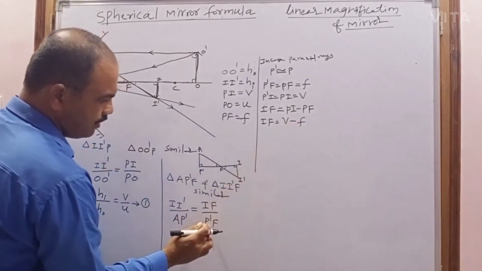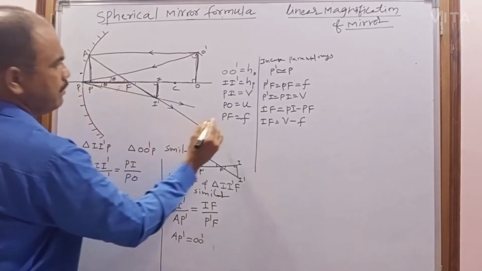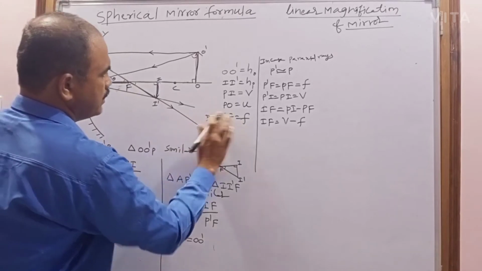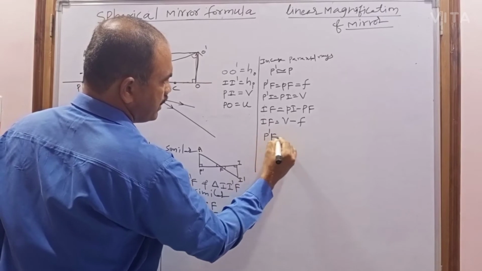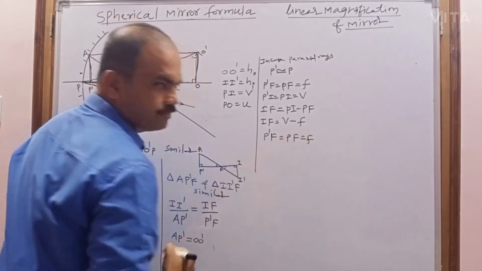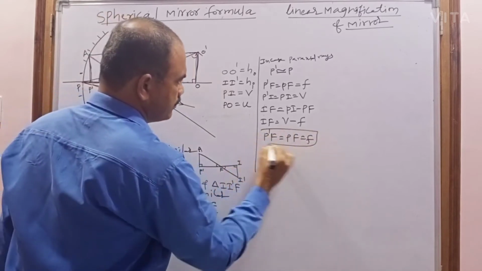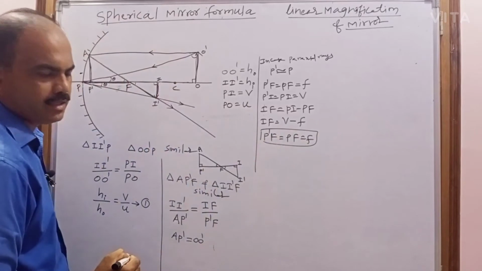So what is IF? V minus F. What is P dash F? P dash F will be similar to PF. Once again I am writing here. So P dash F equals PF, that is how much? F. So that's why I wrote here IF is equal to V minus F.